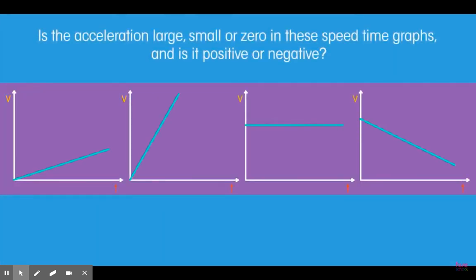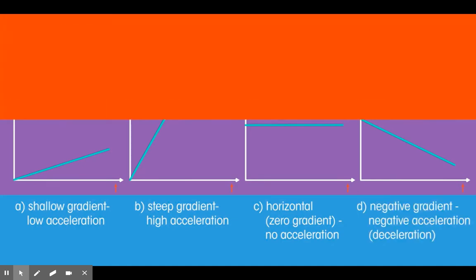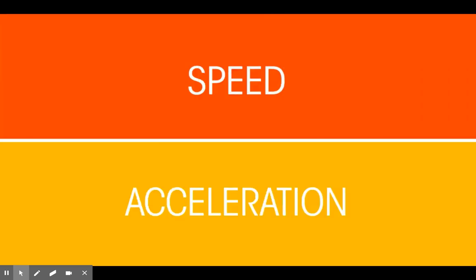Is the acceleration large, small, or 0 in these time graphs? And is it positive or negative? Pause the video while you think. So that's how speed and acceleration are related and can be calculated.